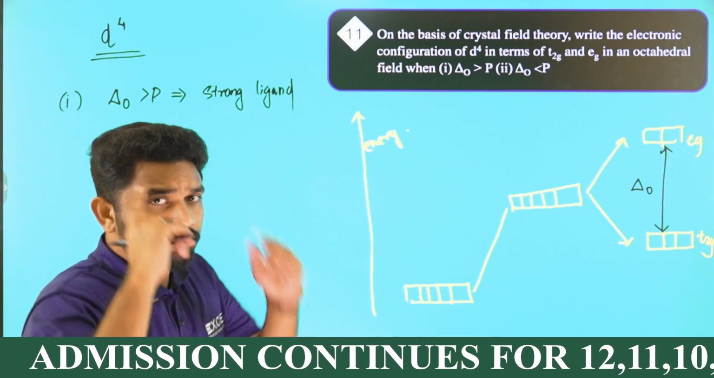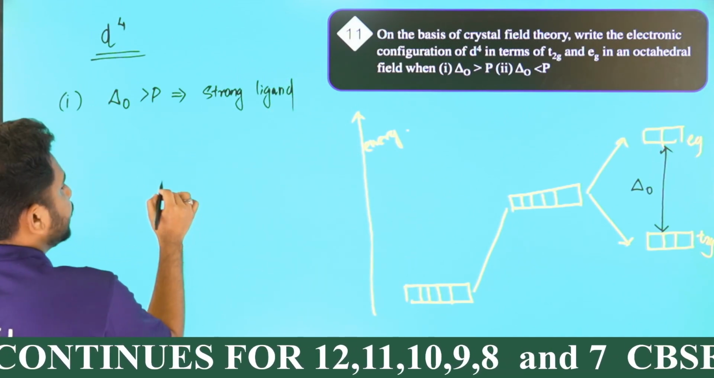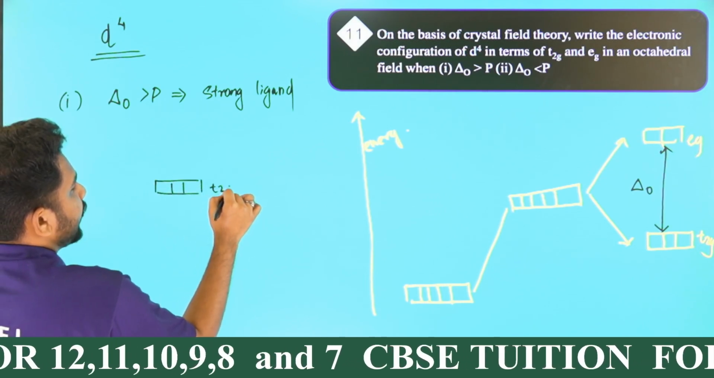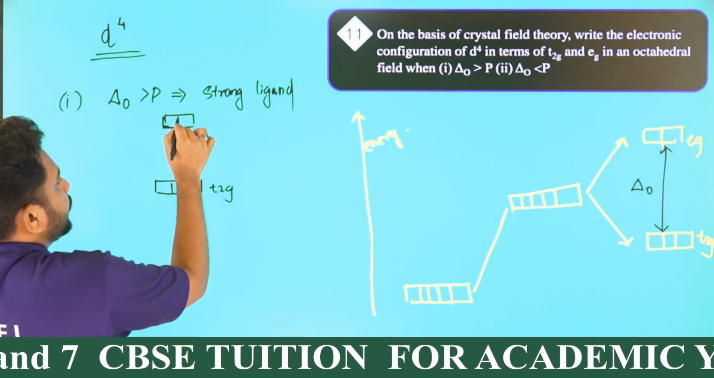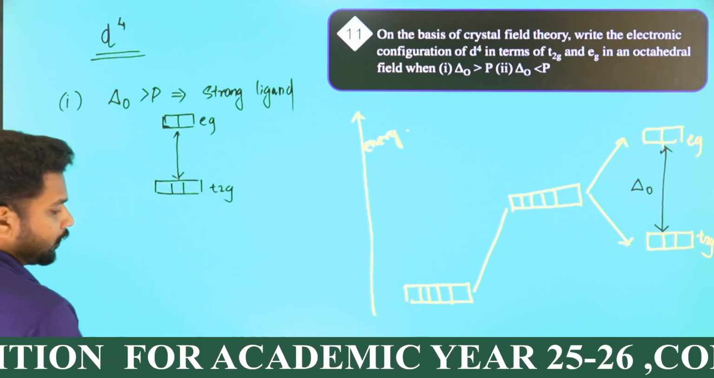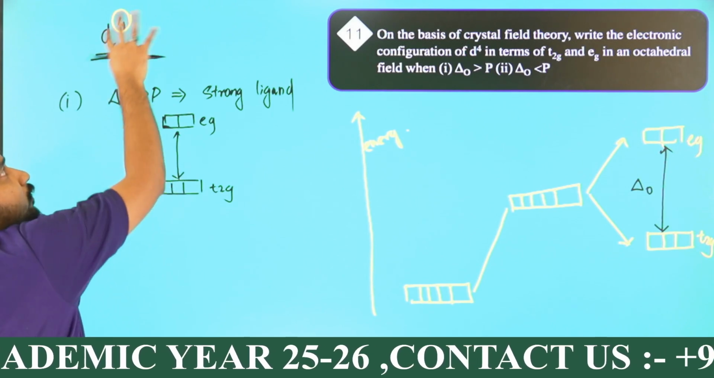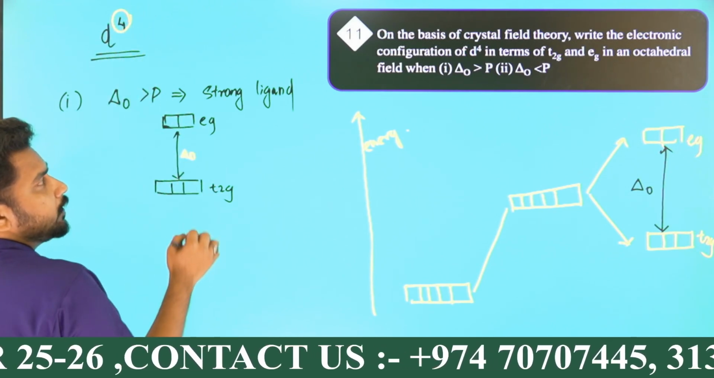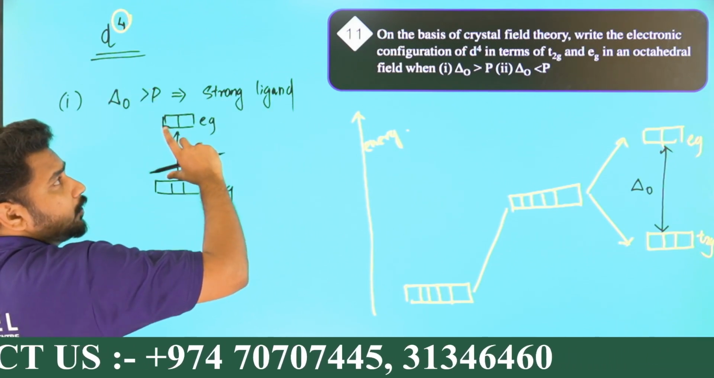Then you should remember, if it is a strong ligand, what will happen? What will be the pairing? t2g will be here, and eg will be here. There will be a large gap between t2g and eg. So how will the 4 electrons be filled in this d? You have to fill 4 electrons in this d. How will it be filled? This is delta O. Since it is a strong ligand, the delta O is very high.